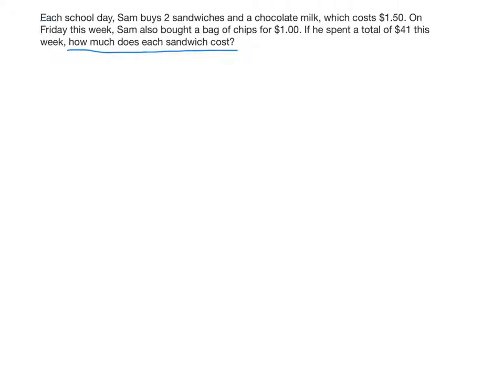We know that each school day, Sam buys 2 sandwiches and a chocolate milk. That's important because we're talking about for the entire week. So we got to know how much he's getting each day. Oh, and we know the milk costs $1.50. Should include that in here too. Milk costs $1.50. And then on Friday, so just on one day, he also bought a bag of chips for $1.